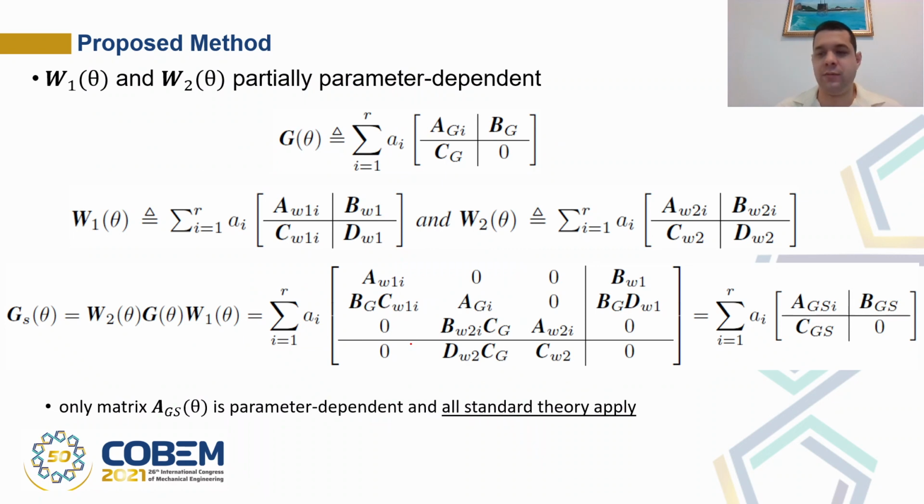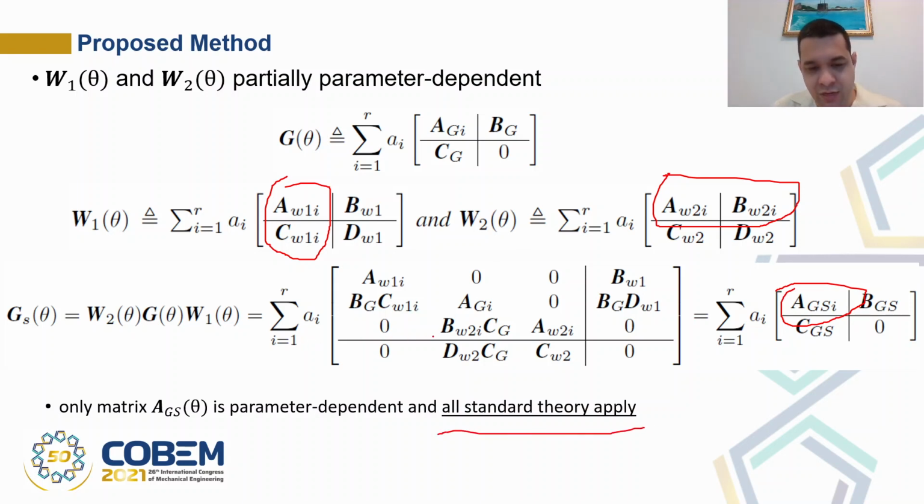When partially parameter dependent, the weights have only two matrices as parameter dependent, here and here. Using block connection, we can calculate the shaped plant Gs that has the same form as G, only matrix A as parameter dependent, and all standard theory applies.